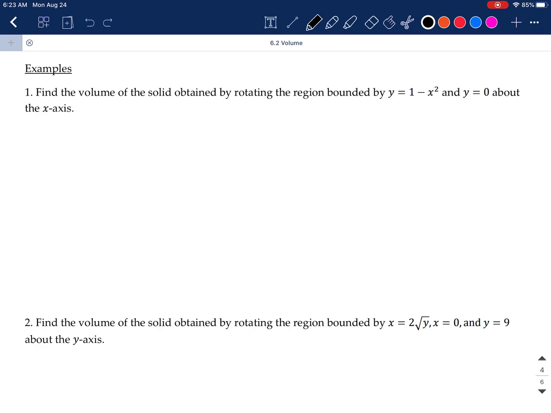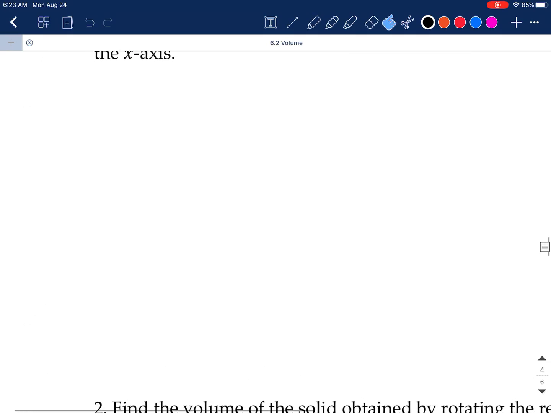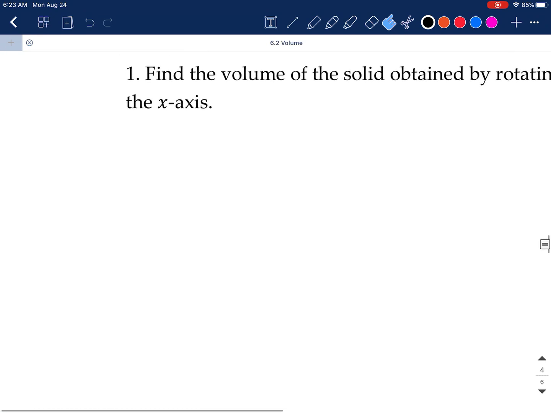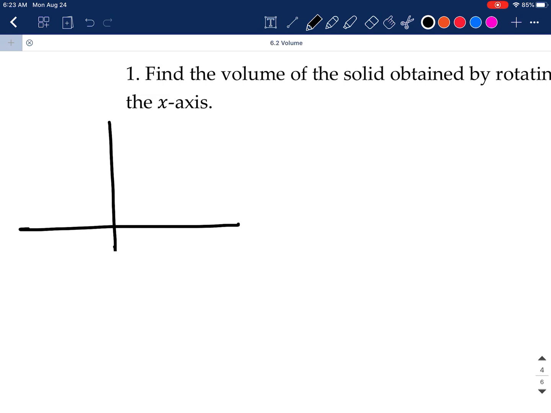So we've got the volume of a solid obtained by rotating the region bounded by y equals 1 minus x squared and y equals 0, which is just the x-axis, about the x-axis. Let's start with this. The key is always going to be to graph. You always want to graph your region. So 1 minus x squared is going to look like this, and we're bounded by y equals 0 and our curve.